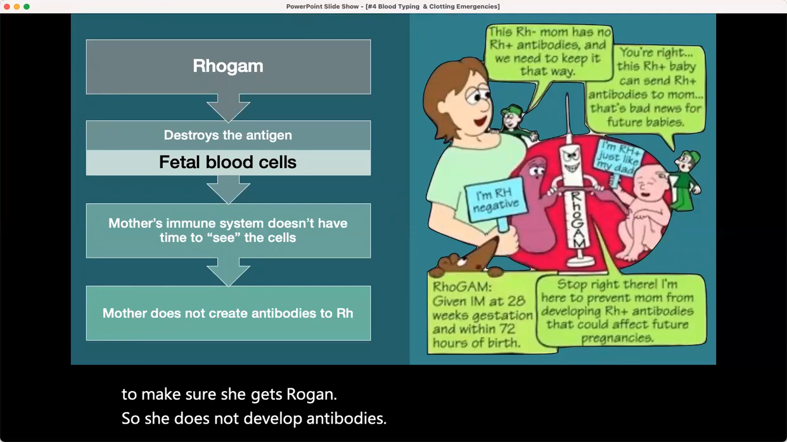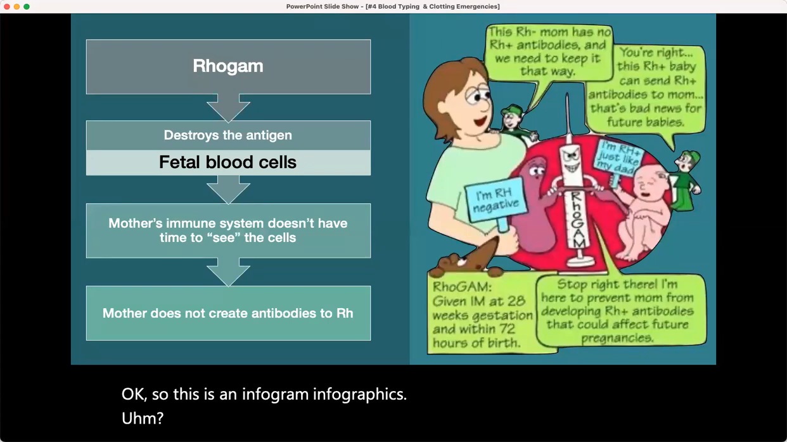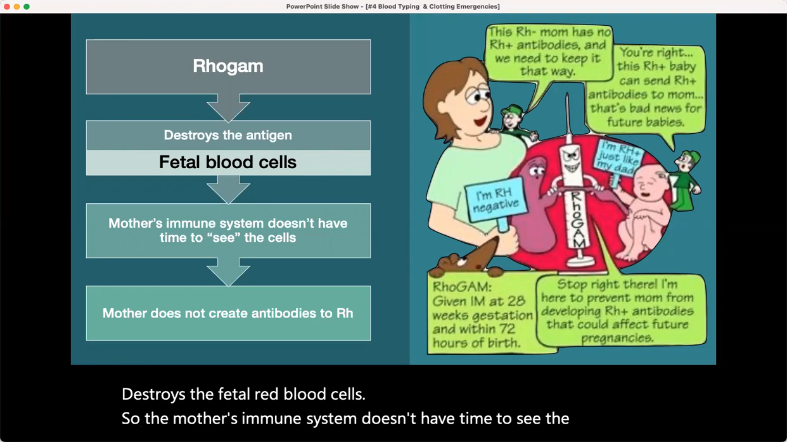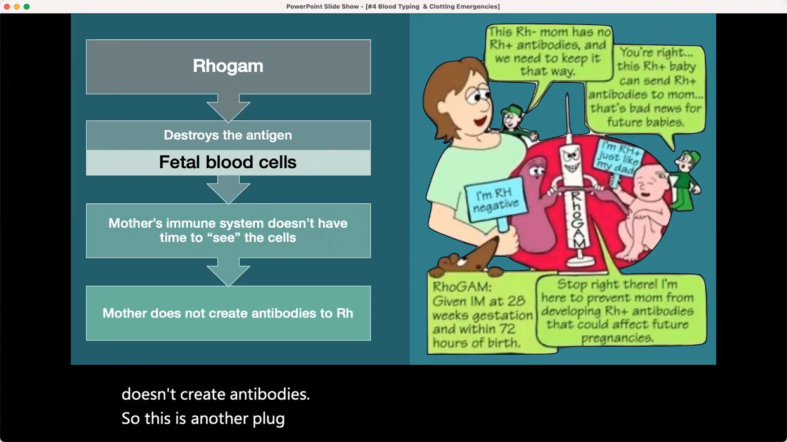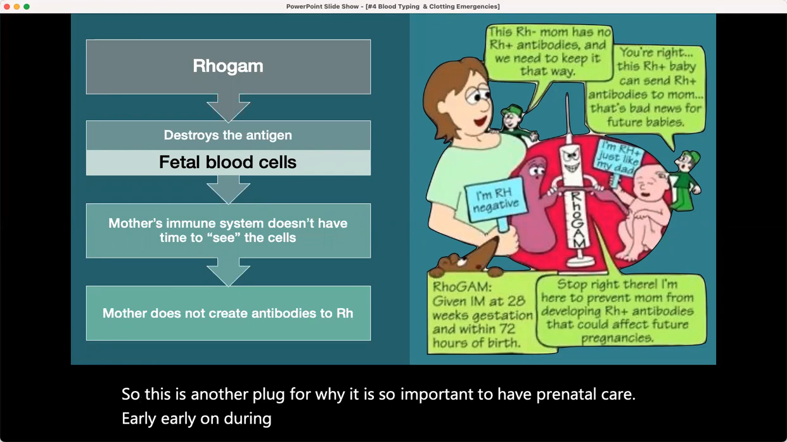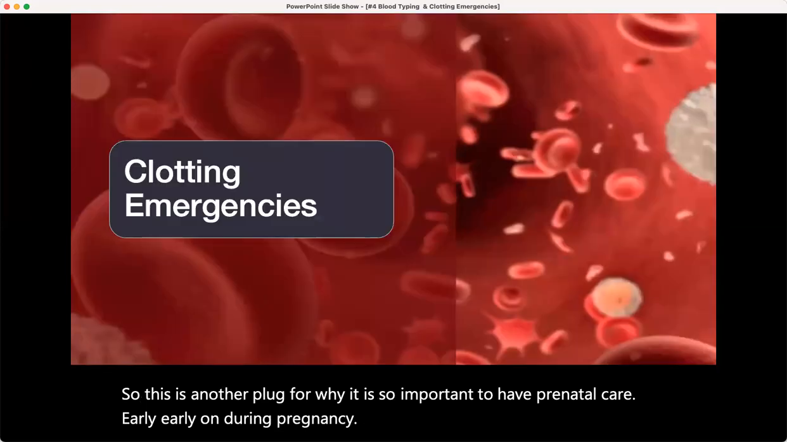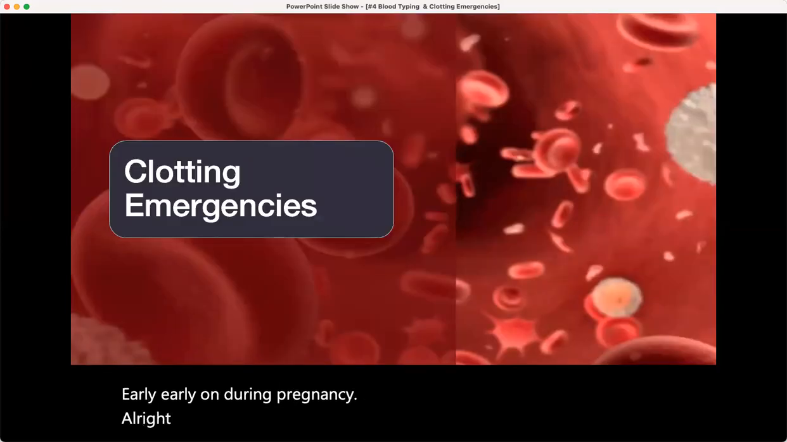Okay, so this is an infographic for Rogam, showing how it destroys the fetal red blood cells. So the mother's immune system doesn't have time to see the cells. She doesn't create antibodies. So this is another plug for why it is so important to have prenatal care early on during pregnancy. All right, let's segue to another topic.